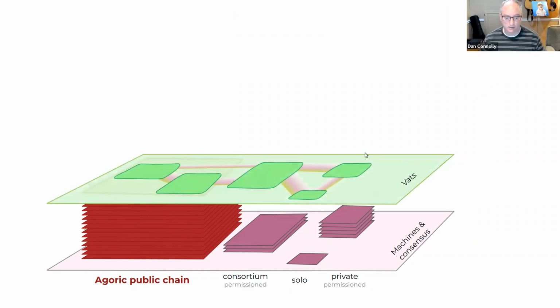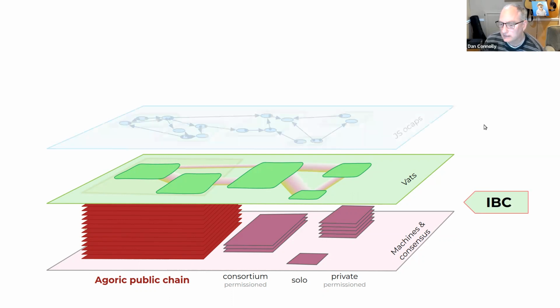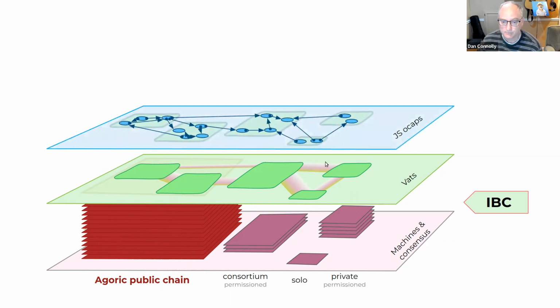Anyway, okay, so there's the machine layer at the bottom, and then we have what we call VATs, which are these little independent pieces of computation that just communicate by message passing. And we connect the machines into VATs using IBC. And then inside the VATs, there's OCAPs. Now we use JavaScript inside the VATs, but you can use Rholang inside your VATs, that's fine. What you do in the privacy of your own VAT, nobody else can tell.